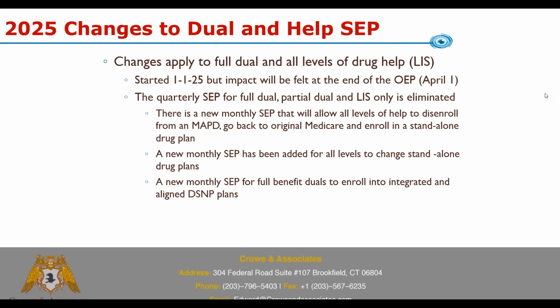And then the third one, which is why we're going to have to talk about plan integration and what it means to be an integrated plan, is a new SEP for full benefit duals only. So only full duals, and that allows them every month to enroll into an integrated and aligned DSNP. It has to be integrated and aligned for you to use that election. And as you'll find, there's a lot of states that will not have integrated and aligned dual plans. They'll have dual plans, but they won't be integrated.